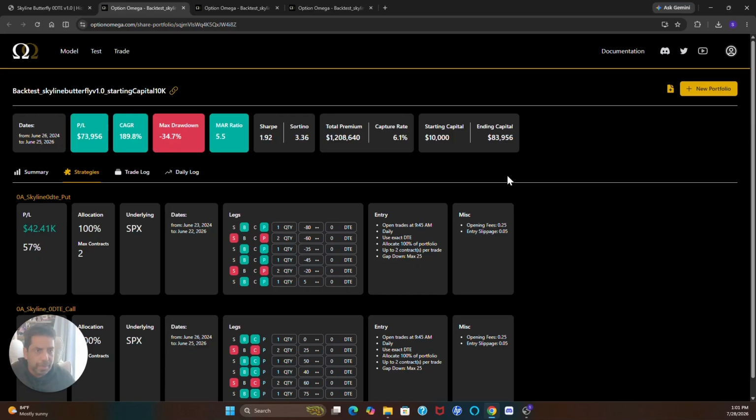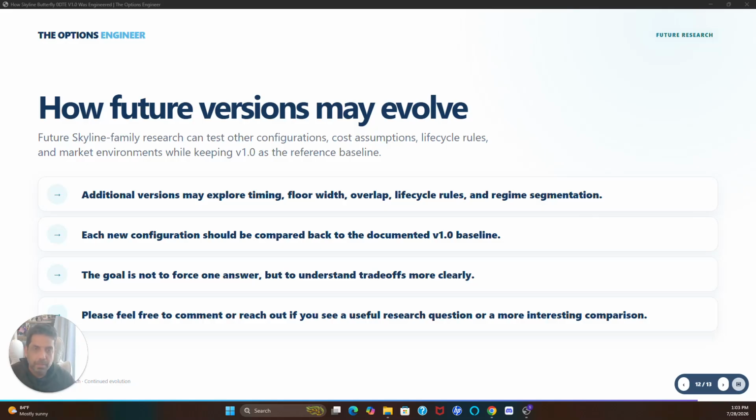The key thing to keep in mind, this is just for educational purposes, how backtests are being compared. This is no advice to build these trades and carry out these trades. This is just for educational purposes. So now let's go back to the session. So I hope the information on optionsengineer.com and the Option Omega backtest was useful.